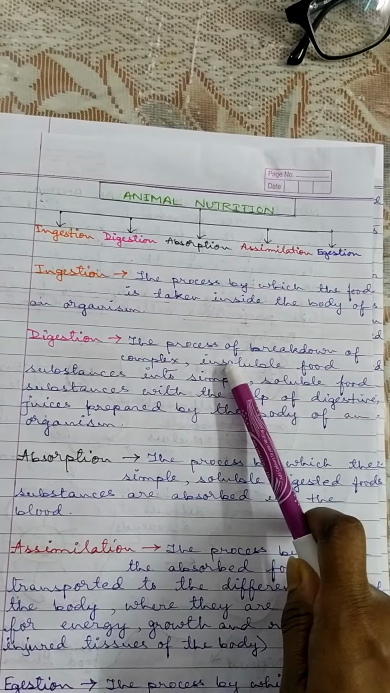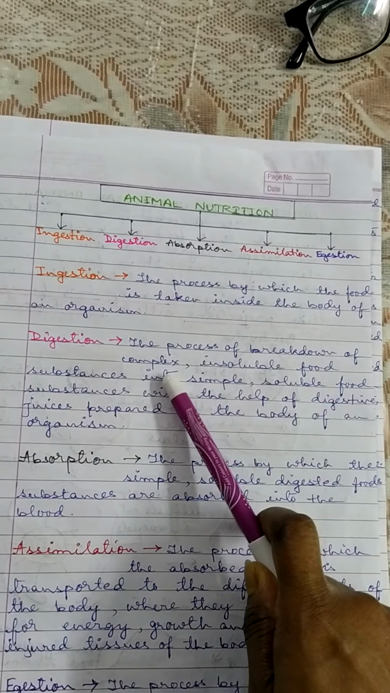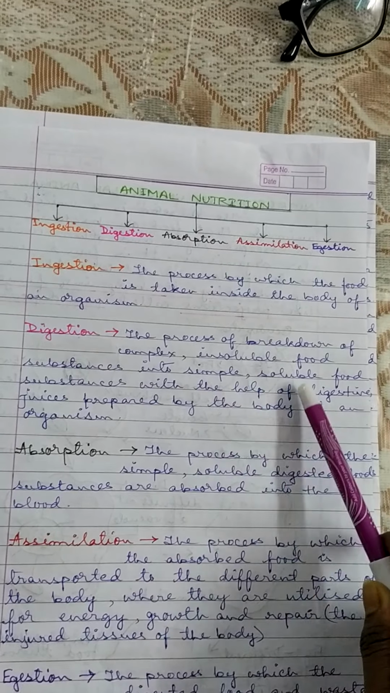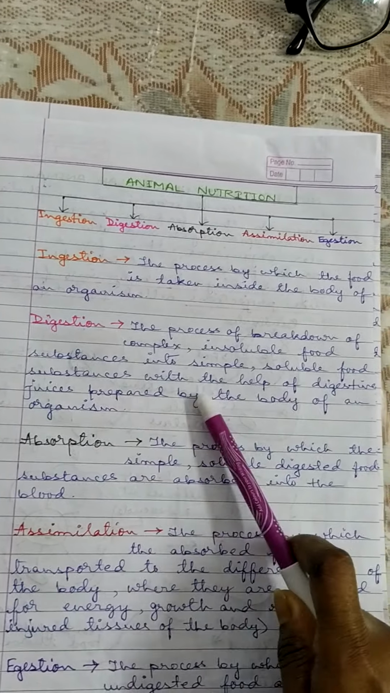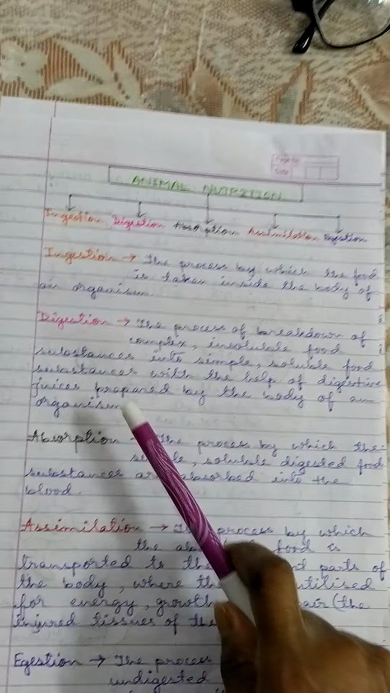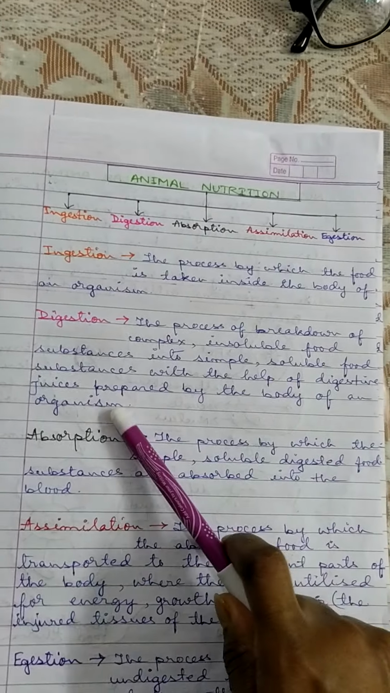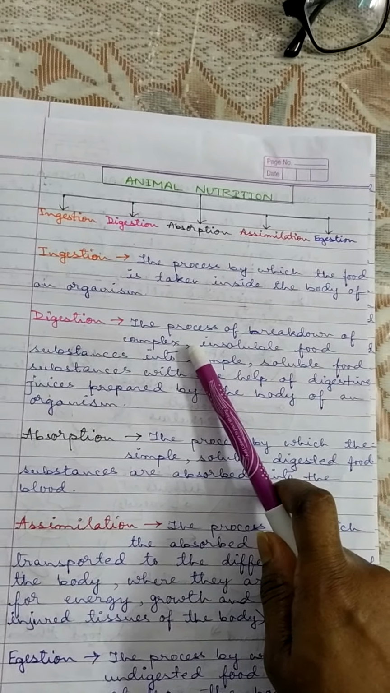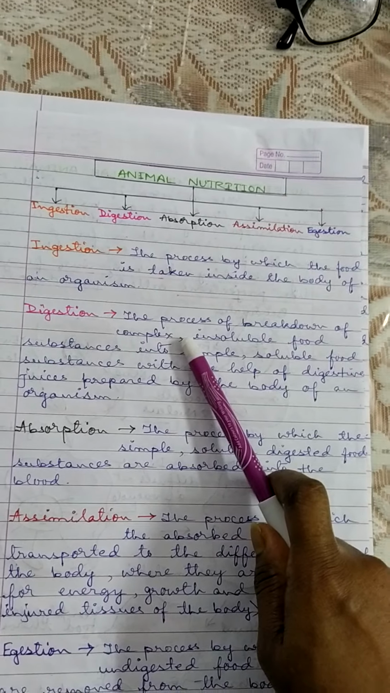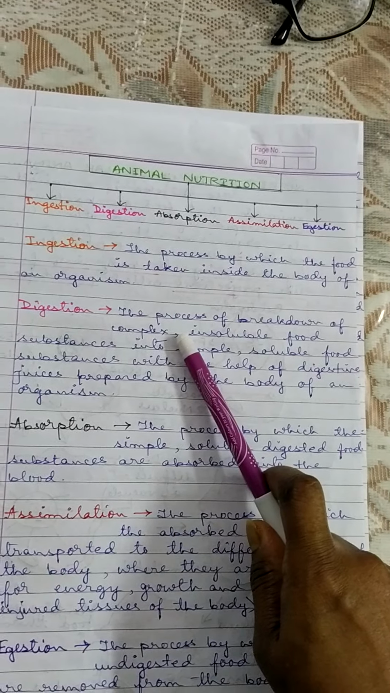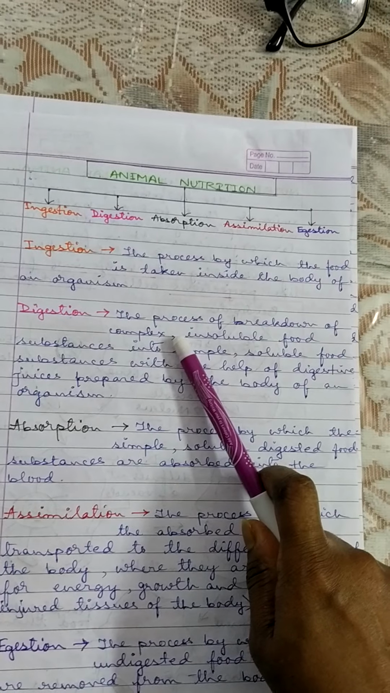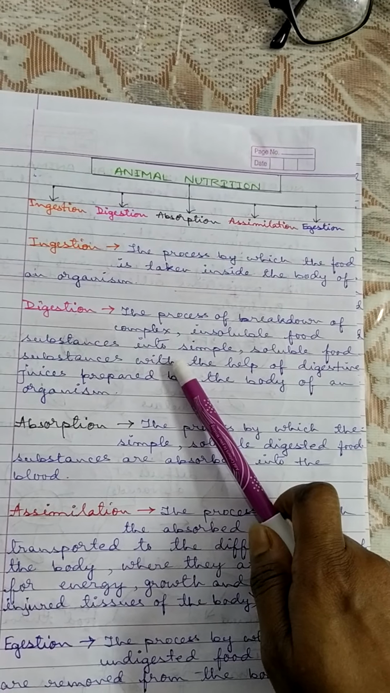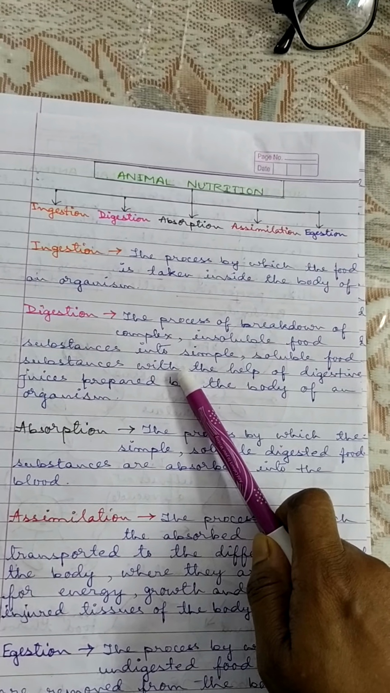Digestion is the process of breaking down of complex insoluble food substances into simple soluble food substances with the help of digestive juices prepared by the body of an organism. Whatever food we have taken, maybe solid or liquid, our body is incapable of absorbing it, so it needs to be turned into a soluble and simple form so that our blood can mix it up and flow the energy in our body.